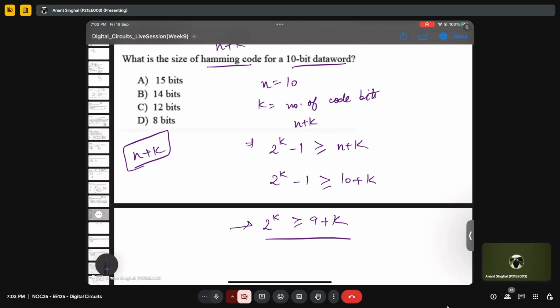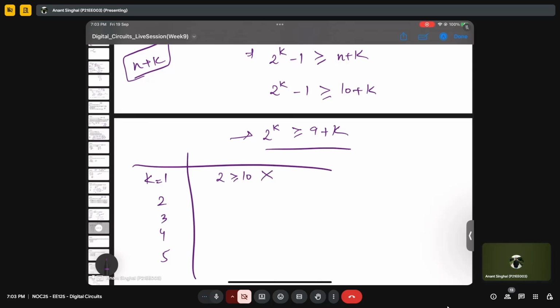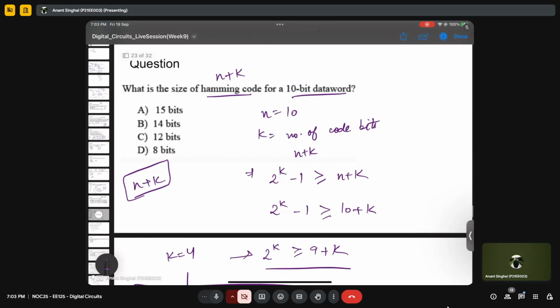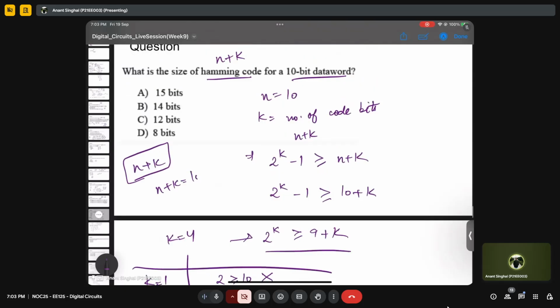We can use different k values and see. We start from 1, then 2, 3, 4, 5. If k is 1, 2 greater than or equal to 10, this is incorrect. If k is 2, 4 greater than or equal to 13, this is incorrect. For 3, we have 8 greater than or equal to 12, this is also incorrect. For 4, we have 16 greater than or equal to 13. Yes, this is correct. So k will be 4. So n plus k will be 10 plus 4, which is 14. The size of the Hamming code will be 14, which is option B.